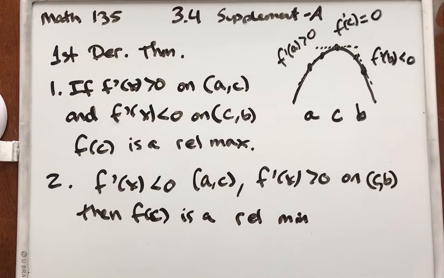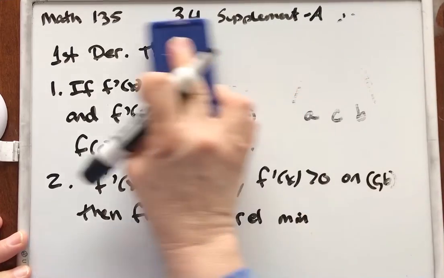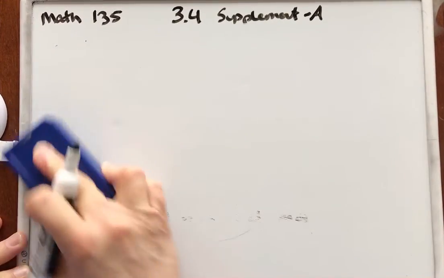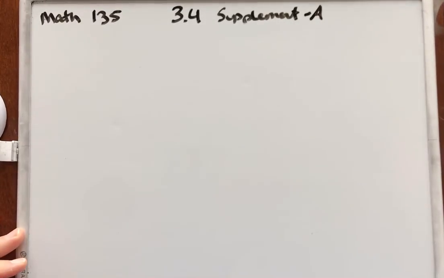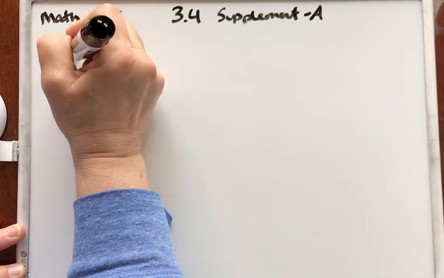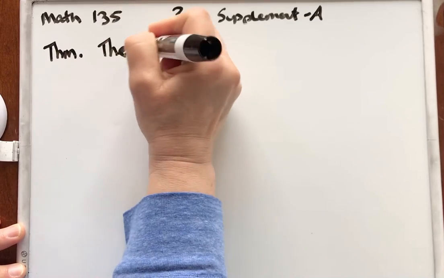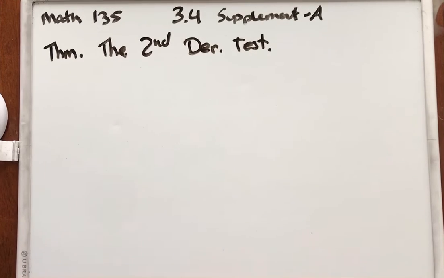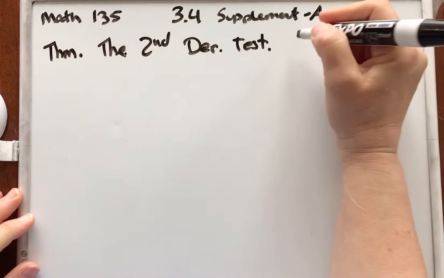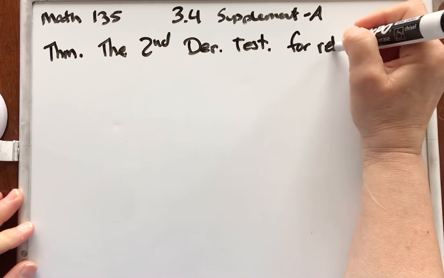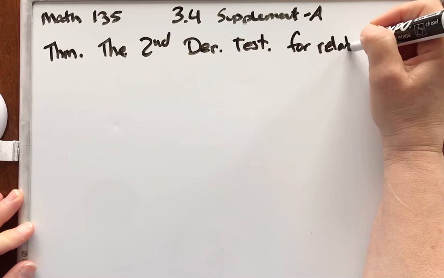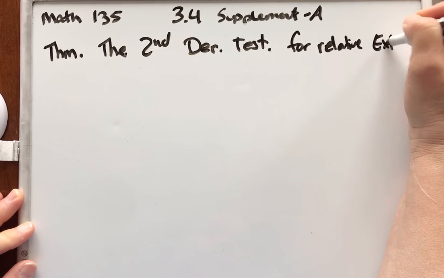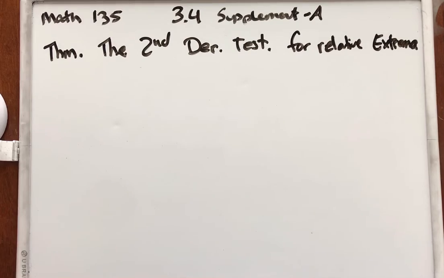So now we're going to go into something called the second derivative test. Okay, I'm going to slow down a bit. The second derivative test. Now, what are we testing for? We're testing for relative extrema. So I'm going to go ahead and write that: relative extrema. This is to find out if we have a max or a min.